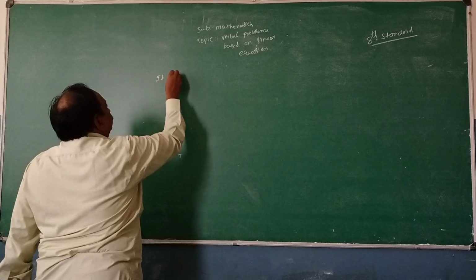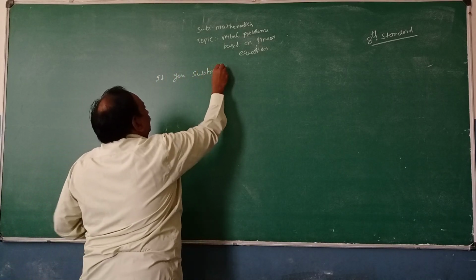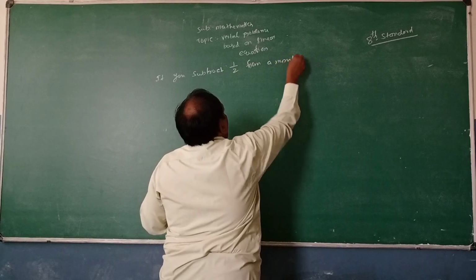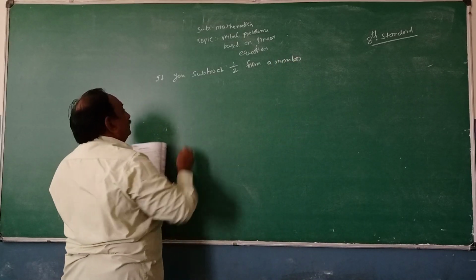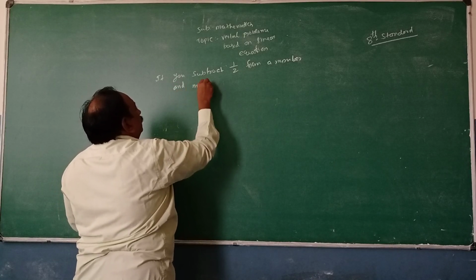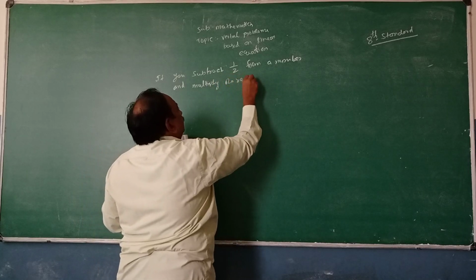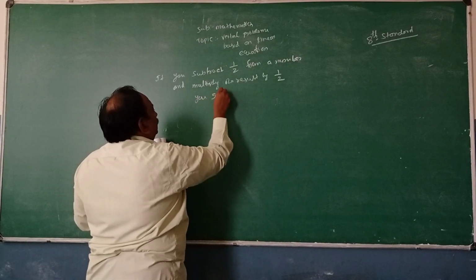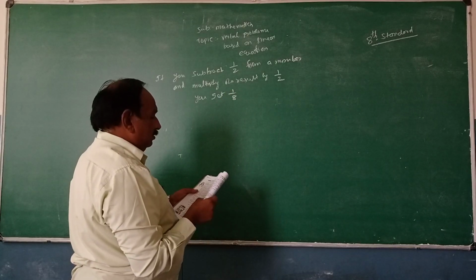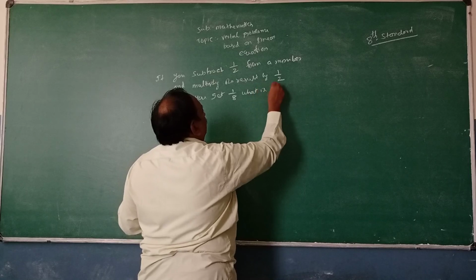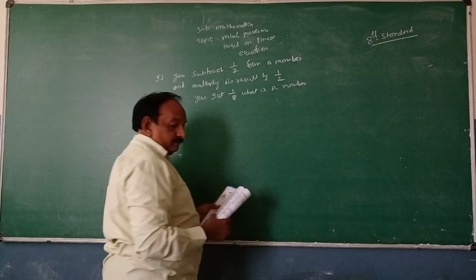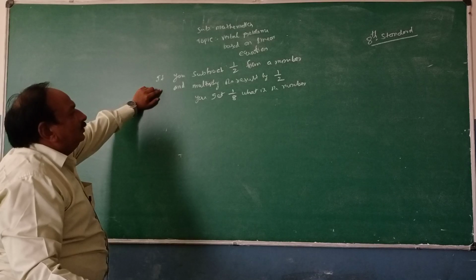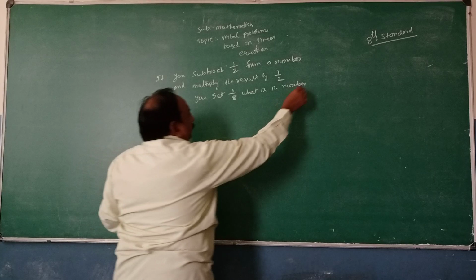If you subtract 1 by 2 from a number and multiply the result by 1 by 2, you get 1 by 8. What is the number?